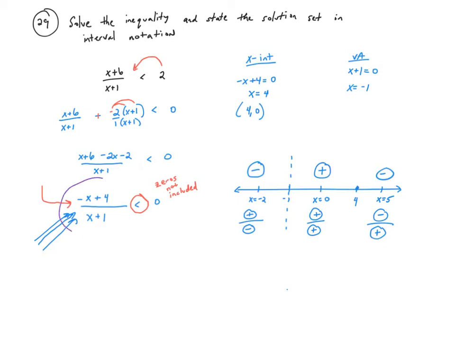We are looking for the x values that make this function negative, so we can shade the negative areas. Alright, vertical asymptotes are never included, so we're shading everything less than negative 1. It says do not include the zeros, so we're not including 4, and we're shading everything greater than 4. So our solution set is the set of all x such that x is in the interval negative infinity to negative 1, union 4 to infinity.